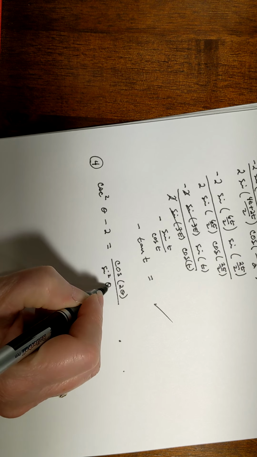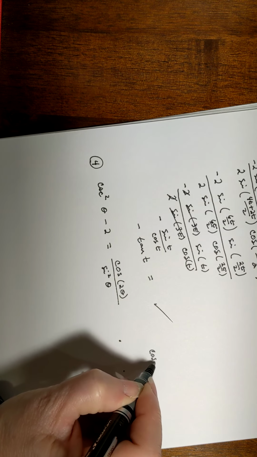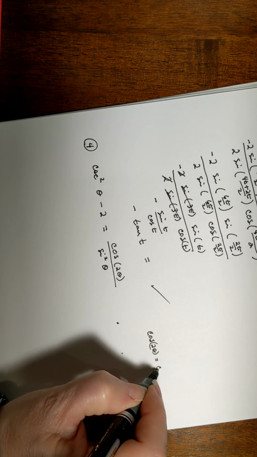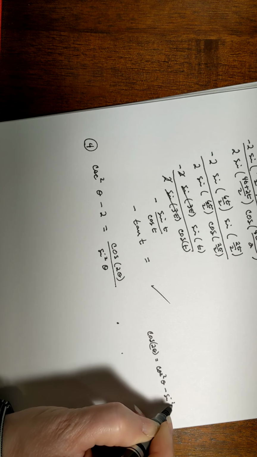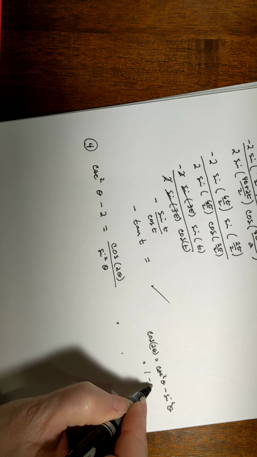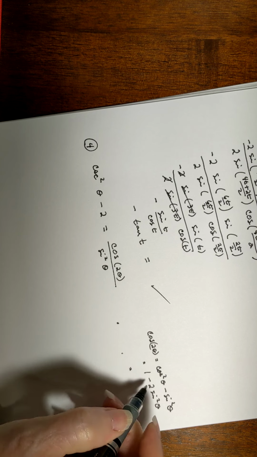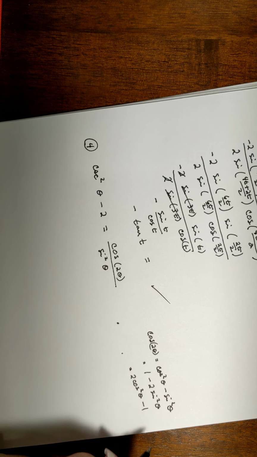squared of theta. Now, remember, we have 3 different formulas for the cosine of 2 theta. The cosine of 2 theta can be equal to the cosine squared of theta minus the sine squared of theta. Or it can be equal to 1 minus 2 sine squared of theta. Or it can be equal to 2 cosine squared of theta minus 1.